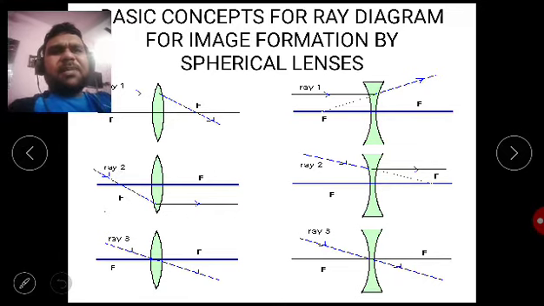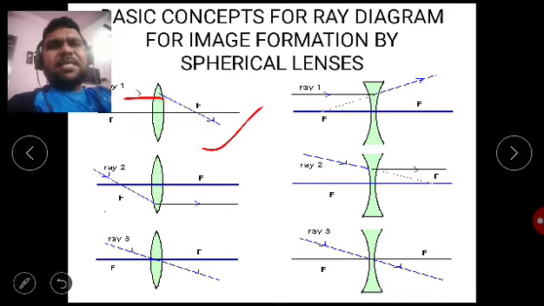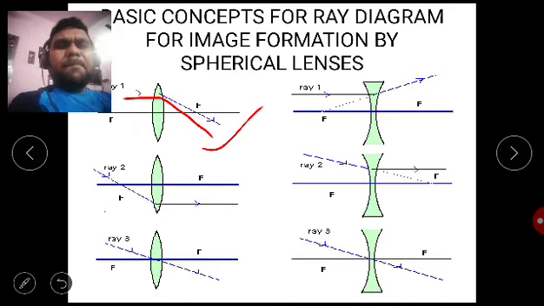Let us see the first case of the convex lens: when a ray of light is passing parallel to the principal axis, what will happen? The ray of light will converge at the principal focus. See, the ray of light is coming parallel to the principal axis and it is converging at the principal focus or second focus. This is the first scenario.